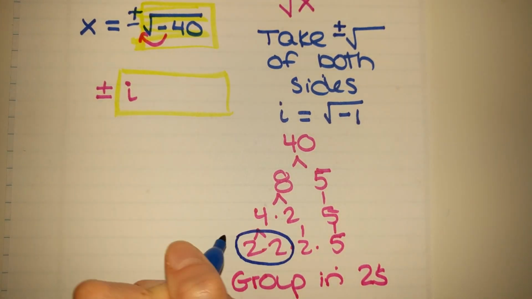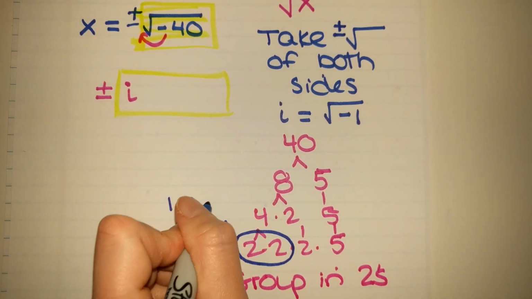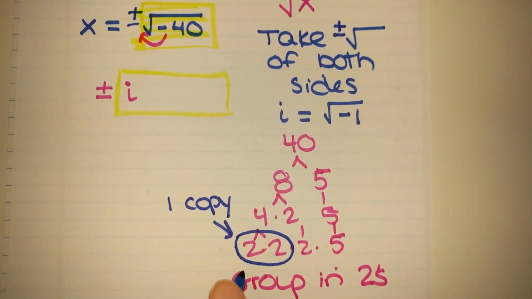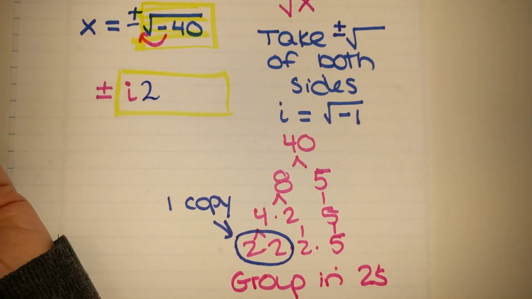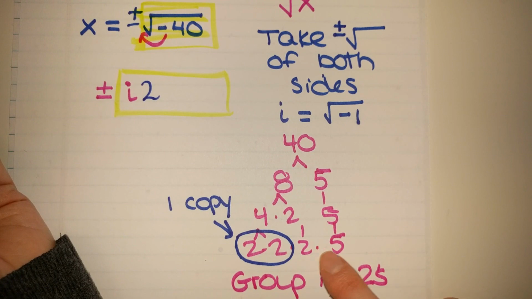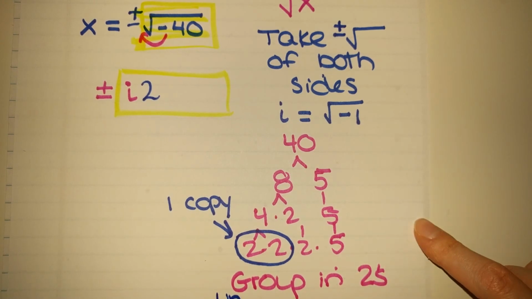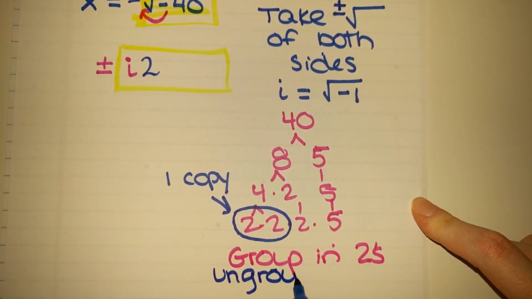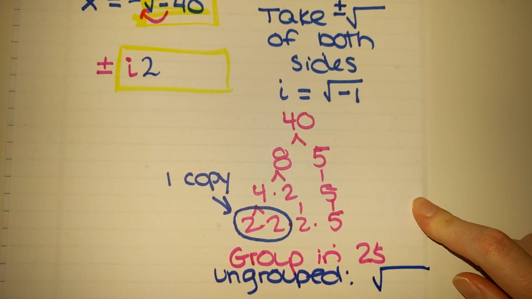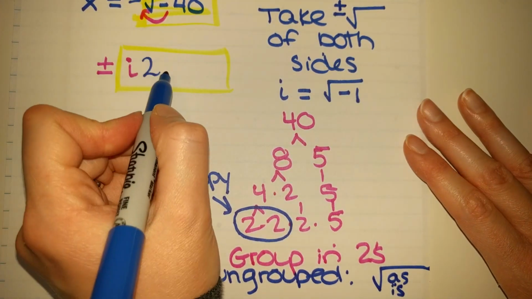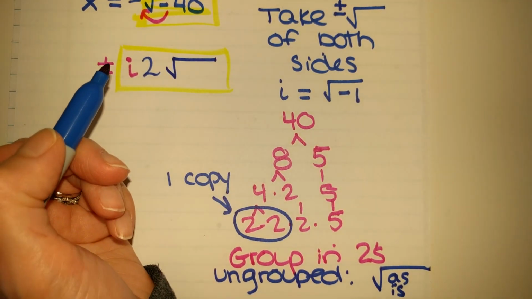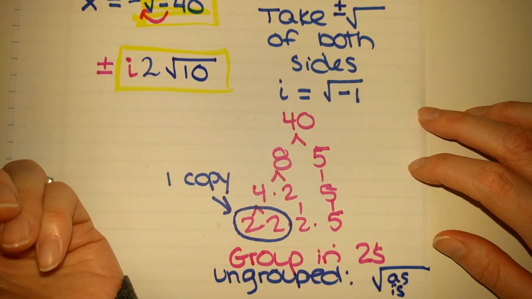So when we bring that out in front of the square root, that is going to be 1 copy of 2. So we will have a 2 that is brought out in front of the square root. And then if you look at what's left over, you have 2 and 5. And there's no groups of 2's there. So we have to keep that. The ungrouped numbers will stay inside of the radical just as they are. You're not going to do any changes to that. And so you'll have inside the radical 2 times 5, which gives us 10.